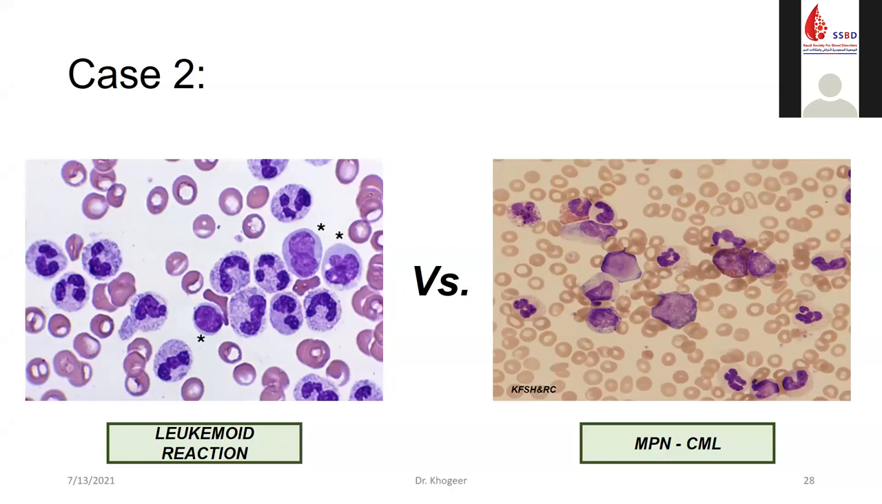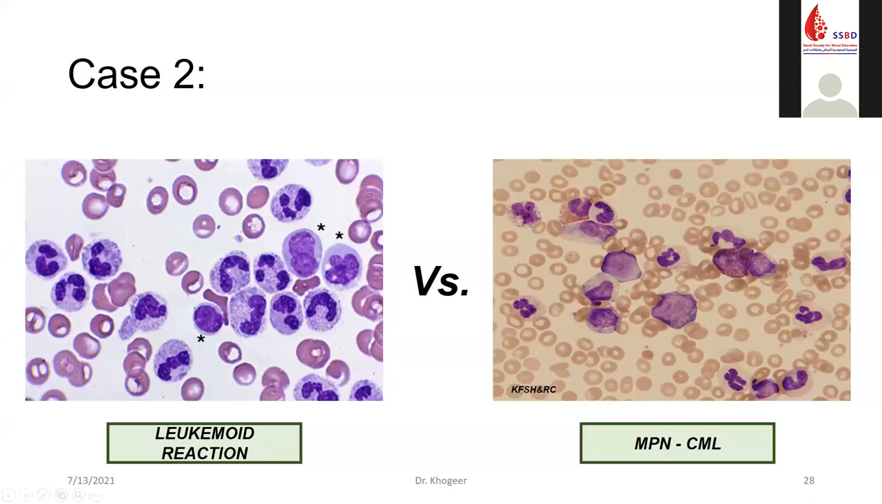So how can we differentiate these? In a leukemoid reaction, neutrophils are dominant and usually show toxic changes, toxic granulation and Dohle bodies. While in CML, it shows some left shift with expansion of intermediate stage myelocytes and metamyelocytes. As we can see here, left shift, some immature myeloid precursors, in addition to basophilia and eosinophilia.